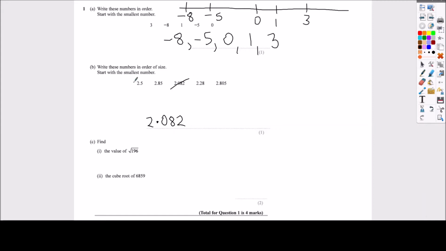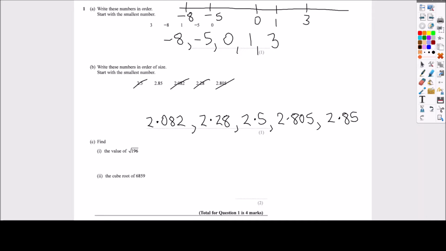Now, what's the next smallest number in the 10th column? It's that 2. So our next smallest number is 2.28. Then we've got a 5 and an 8, so it's obviously the 5. Now, both of these are 2.8s, so you need to look at the next digit. The one in the 100th column is a 0 here, but a 5 here. So this one is smaller, so 2.805. And then the biggest number is 2.85.